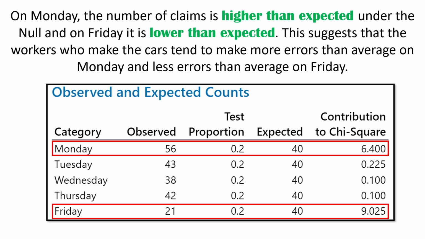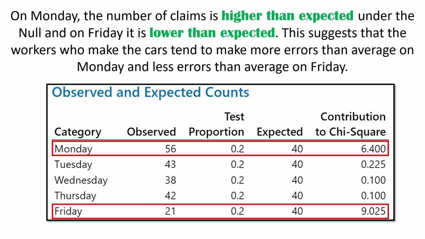you'll notice that, first of all, we rejected the null hypothesis. What does that tell us? That tells us that the probability that a manufactured car later gets a warranty claim depends on the day of the week. In other words, that probability is different depending on the day of the week. The distribution is not uniform.